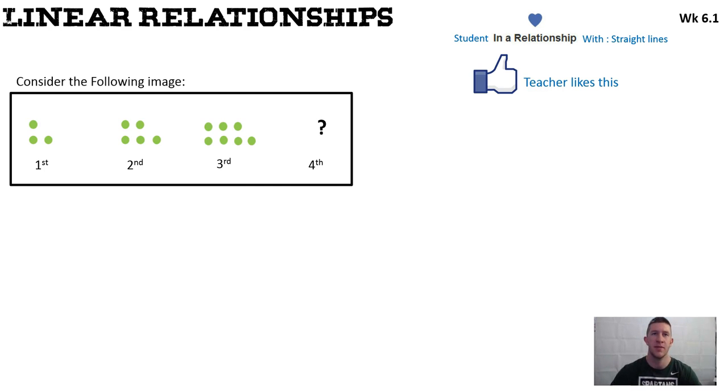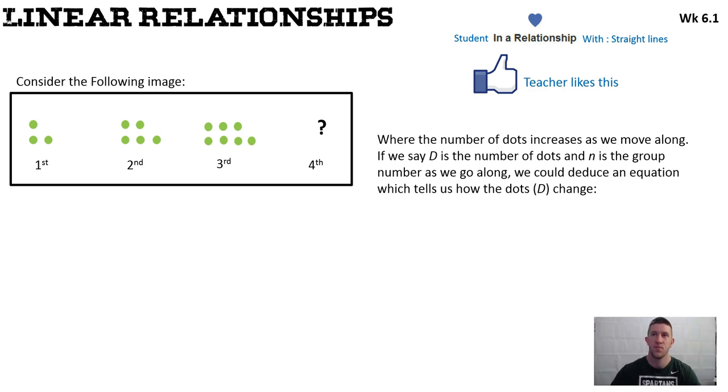So consider the following image. Here I've got three pictures. In the first picture I have 3 dots, in the second picture I have 5 dots, and in the third picture I have 7 dots. The number of dots increases as we move along, which we can see. We call D the number of dots, and N is the picture number. So in the first picture N is 1, in the second picture N is 2, and so on.